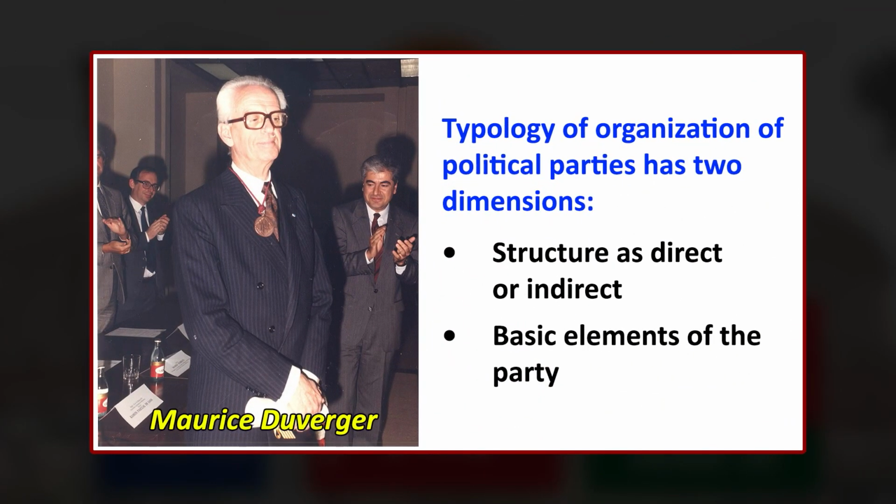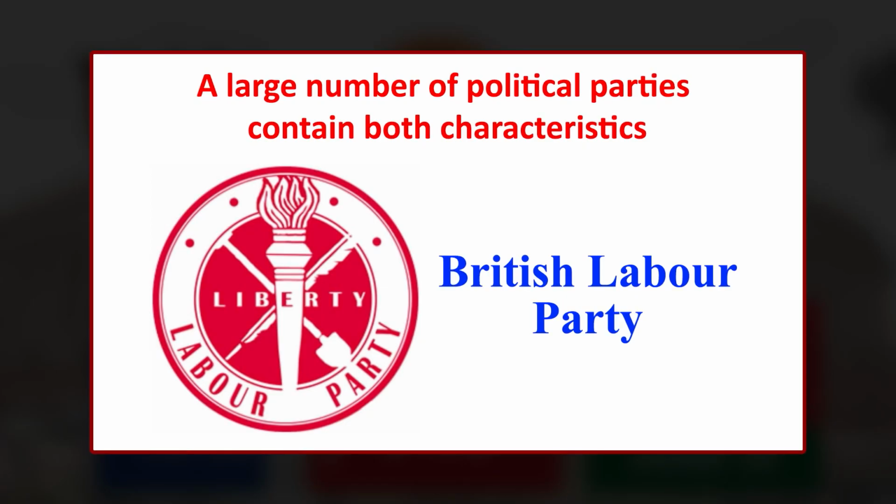Duverger's typology of organization of political parties has two dimensions: the structure as direct or indirect and the basic elements of party. This demarcation is based on a horizontal plane of unitary organizations, the direct structures, while indirect structures are confederations of different bodies. The latter are uncommon and are usually found in socialist and Catholic parties. However, a large number of political parties contain both characteristics. For example, the British Labour Party.